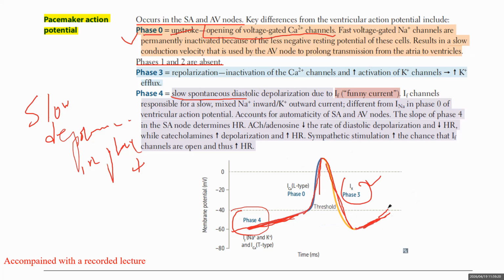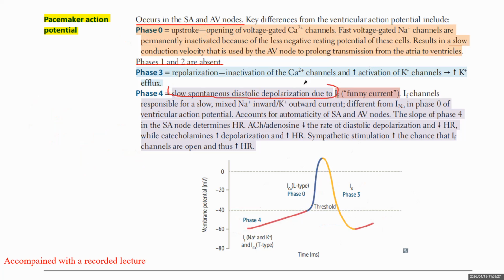If I start with phase 4, which is the slow spontaneous depolarization, this is the most important phase in the pacemaker cells. Why is that? Because this phase explains why these cells can generate impulses automatically. During phase 4, the membrane potential slowly becomes less negative until it reaches a threshold. You see that if this is the threshold, phase 4 is reaching slowly to the threshold point, right?